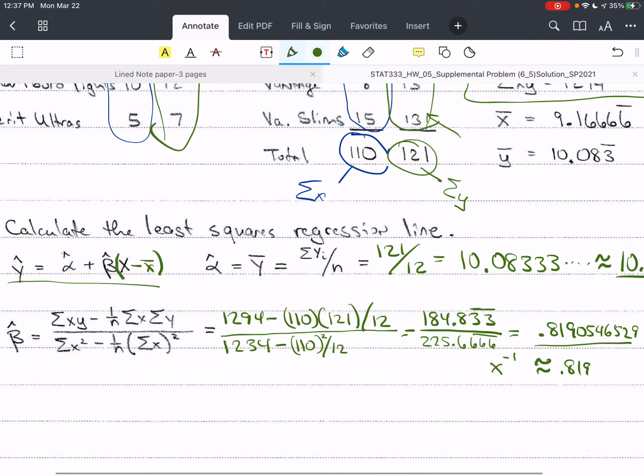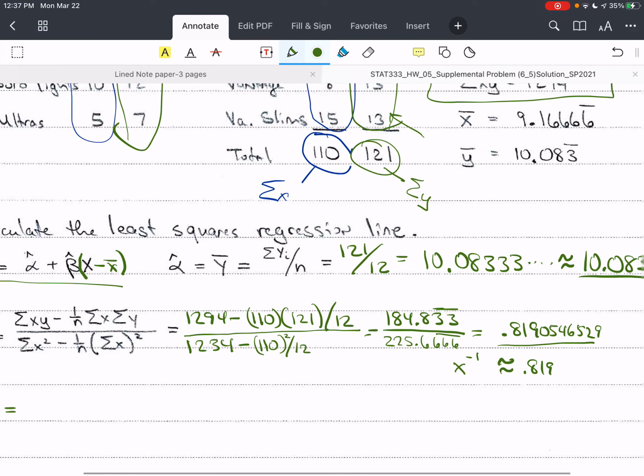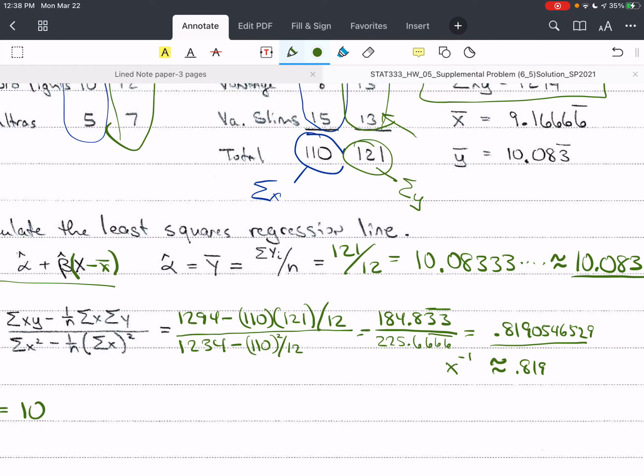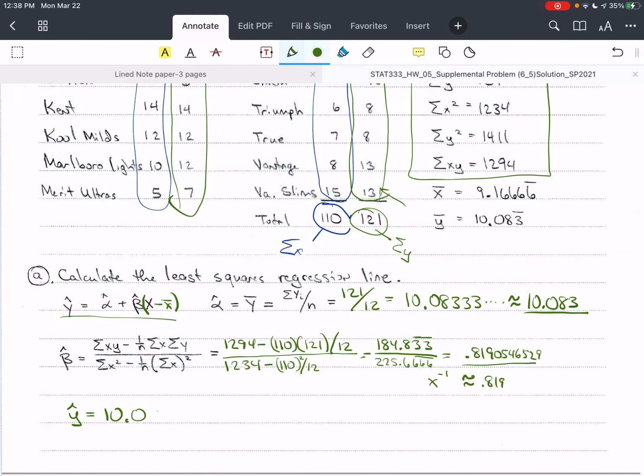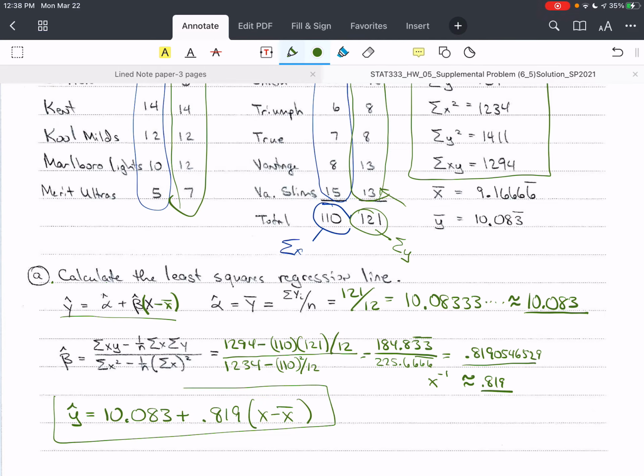So now I have my regression line: y hat equals alpha hat, which is 10.083, plus 0.819 times x minus x bar. And there is my regression line.